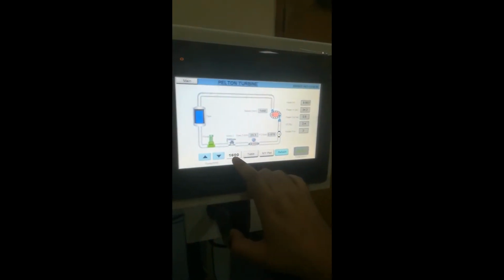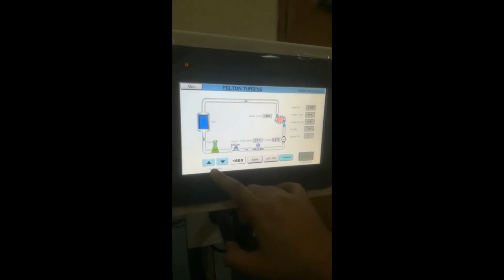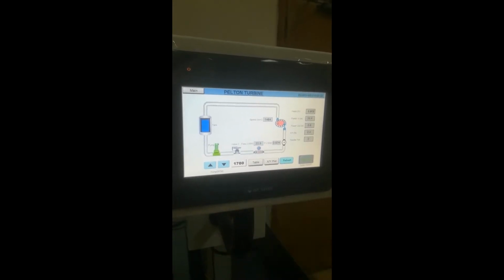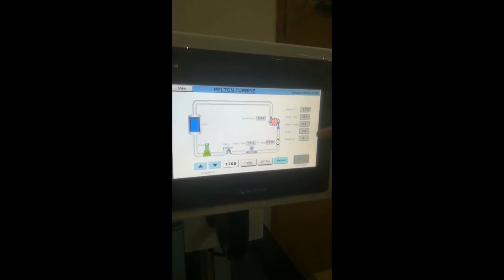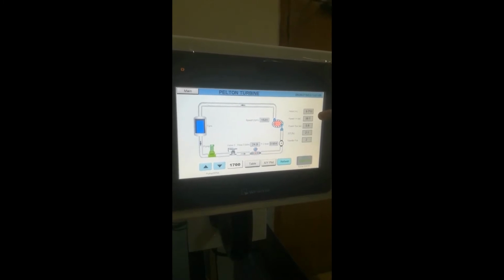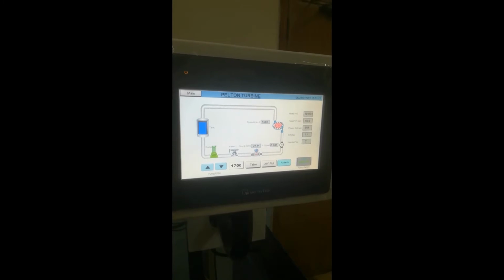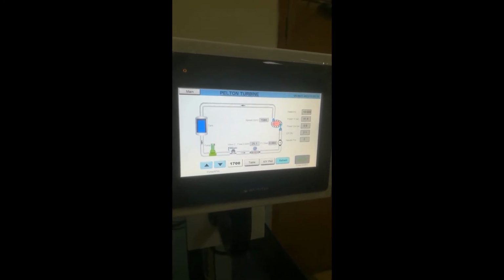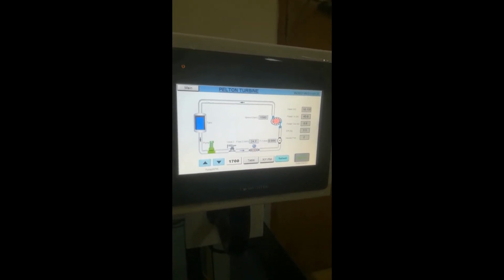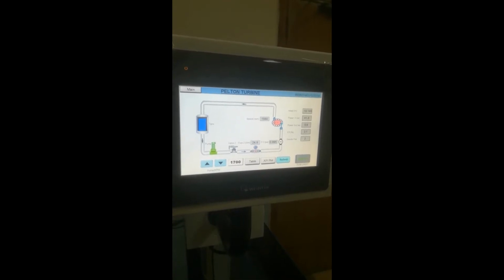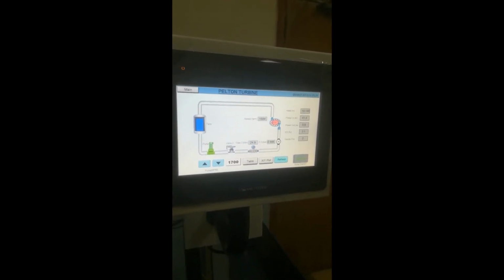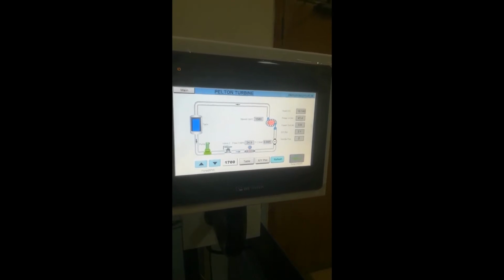Now I will increment by 100 RPM. So at 1700 we will see what the efficiency, power output, power in, head, speed and flow of water will be. Now the readings are quite stable. So these are the readings for 1700 RPM.